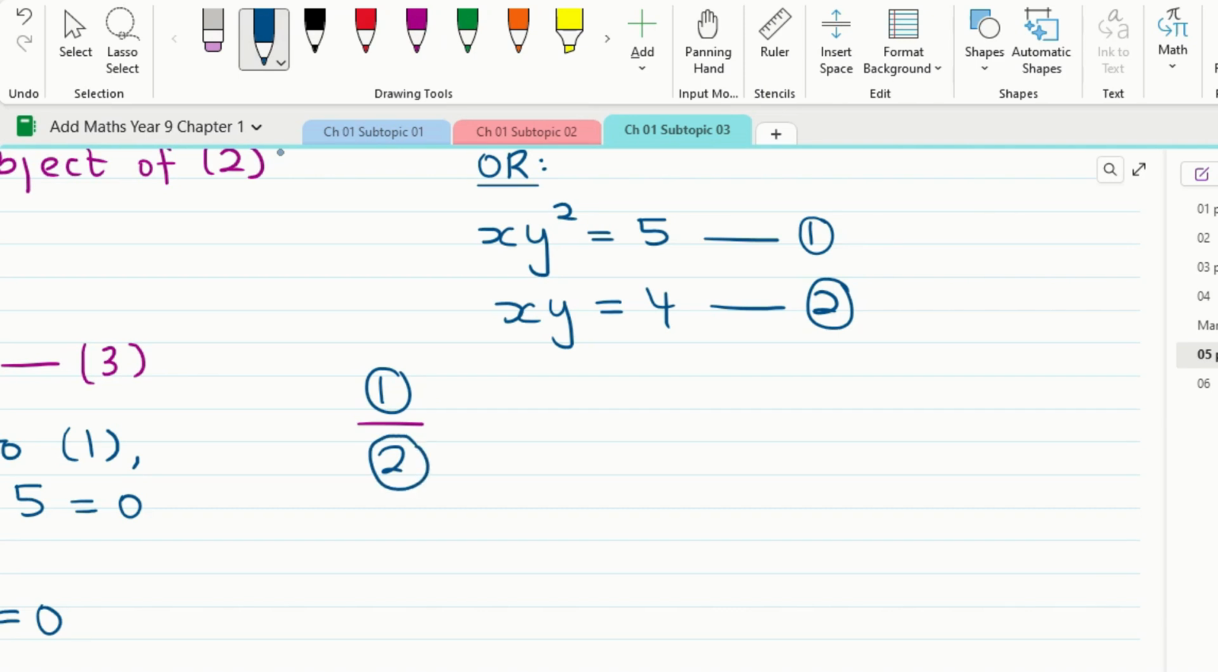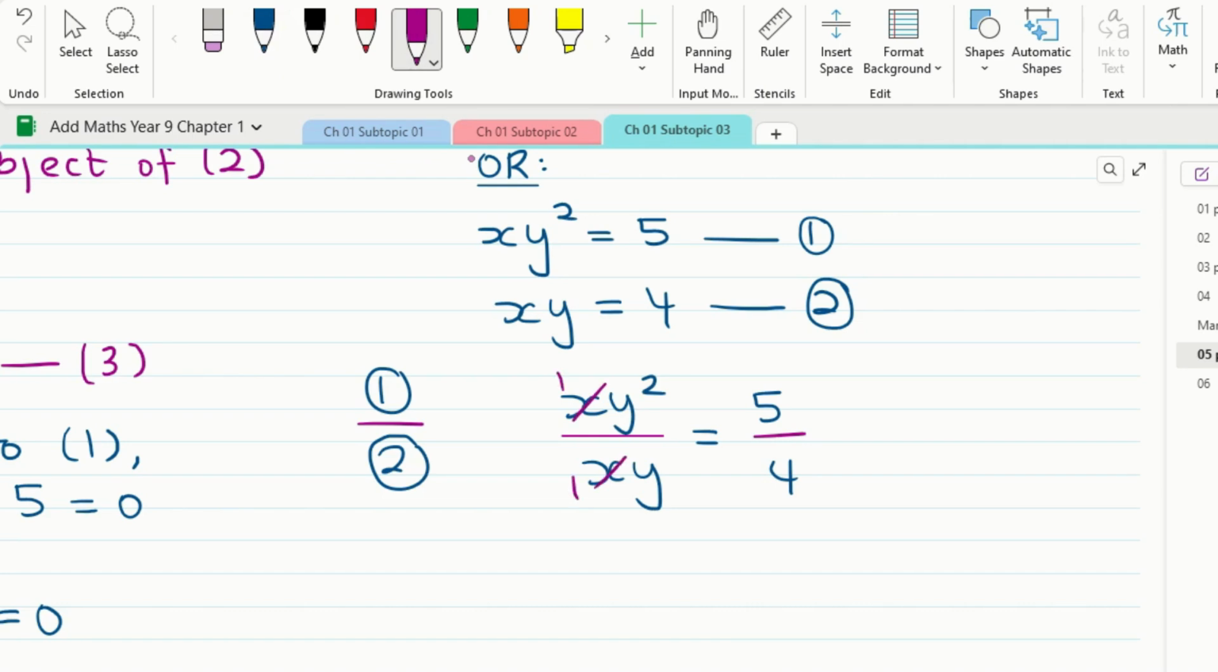So here I will just make this into a fraction form: equation number 1 divided by equation number 2. Whatever is on the left hand side, xy squared, is divided by the left hand side in the second equation, xy, equals to, on the right hand side you also do the same thing, 5 divided by 4. If you simplify this, x divided by x is 1 and y squared divided by y is y. So therefore you are certain to have 5 over 4 straight away for your solution of y.